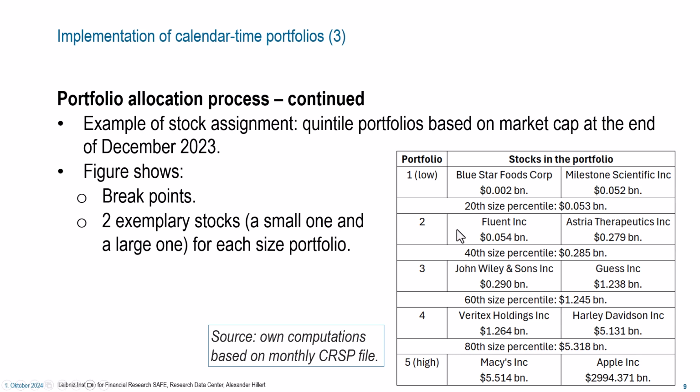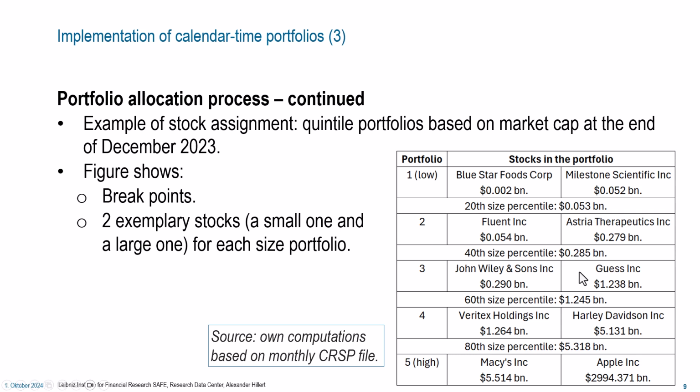If we go a bit further up in our market cap distribution, we arrive at Fluent Inc. with a market cap of 54 million. This is above the 20th size percentile, meaning we put Fluent Inc. into our 2nd size quintile portfolio.